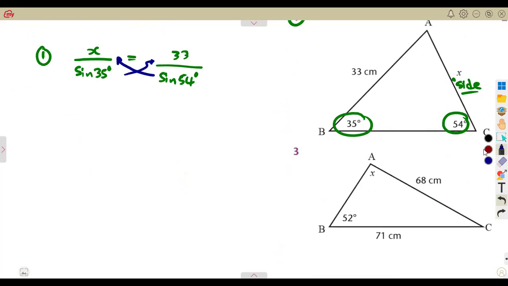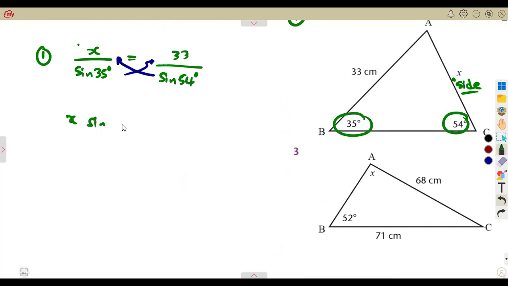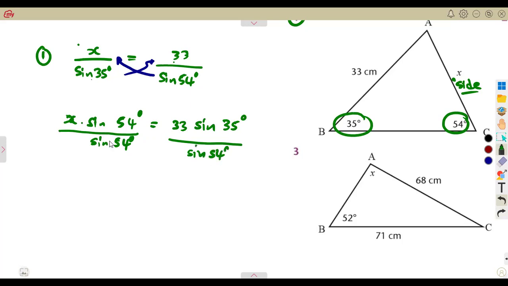It's up to you, the way that you understand. x times the sine of 54, that's x sine 54 degrees, is equal to 33 times the sine of 35 degrees. We need to calculate x, so we can remove this sine of 54. Remember, that's a product here, so you can simply divide by the sine of 54 on both sides. You are going to obtain the x.